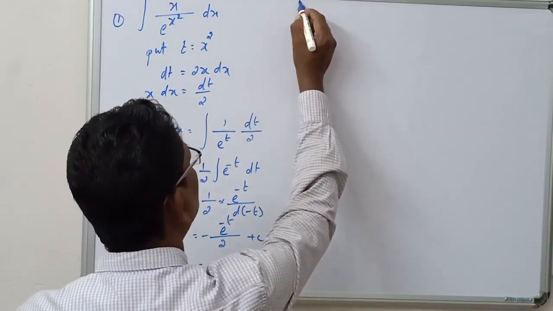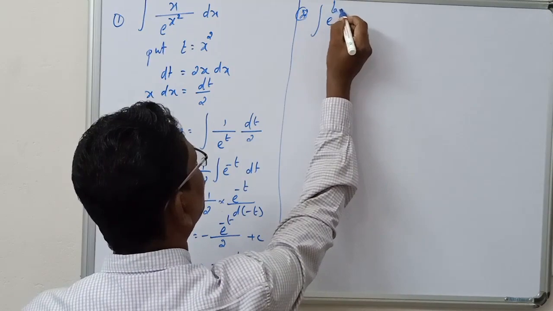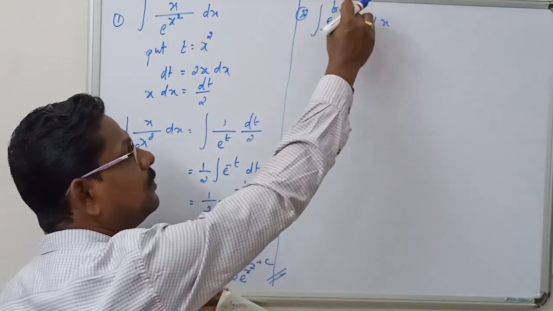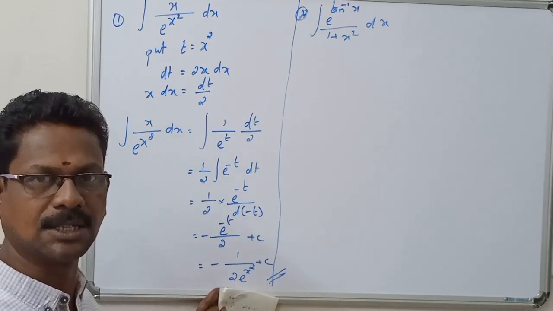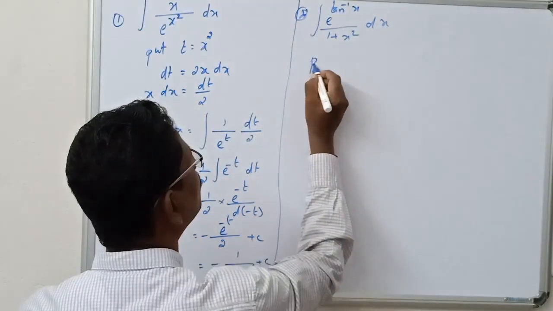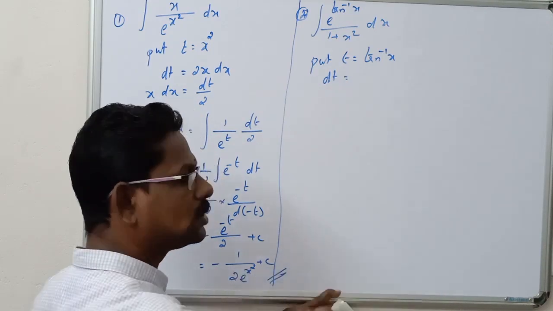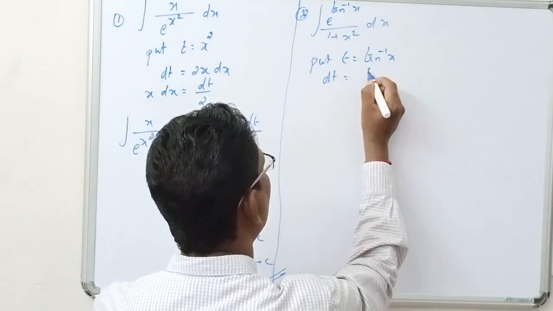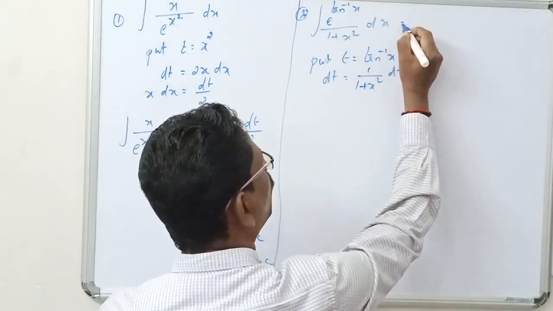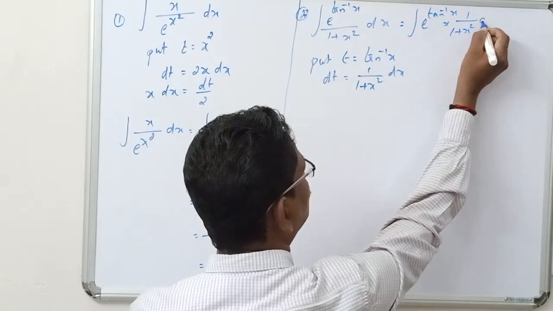Another substitution. Second sum: integral e power tan inverse x by 1 plus x square dx. Here also e power x would be a simple expression, but e power tan inverse x is there. So you take that tan inverse x as t. Put t is equal to tan inverse x. What is the differentiation? dt is equal to 1 by 1 plus x square dx, since the differentiation of tan inverse x is 1 by 1 plus x square. So this is the integral of e power tan inverse x into 1 by 1 plus x square dx.